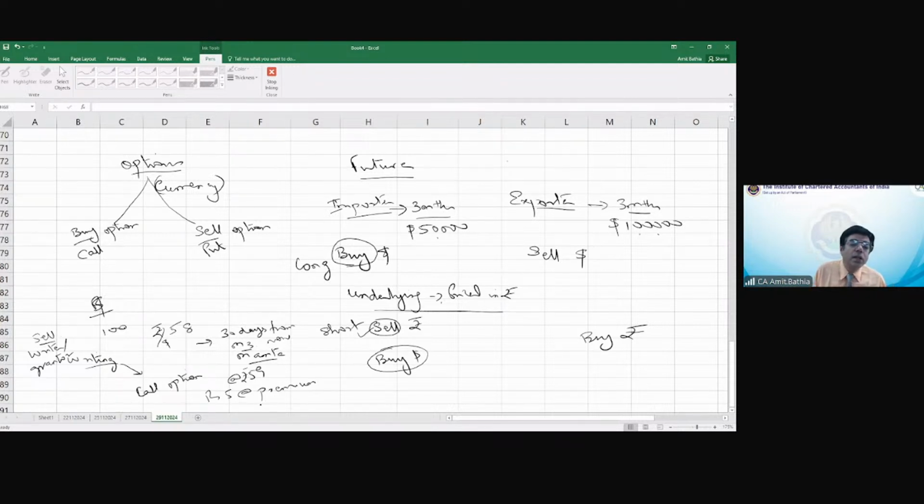Now try and understand. If I were to offer $100 to you 30 days down the line, where you have an obligation to perform, that becomes a futures contract. But here I am giving you an option. There is an embedded option in it, and that option is that you may buy or you may not buy.